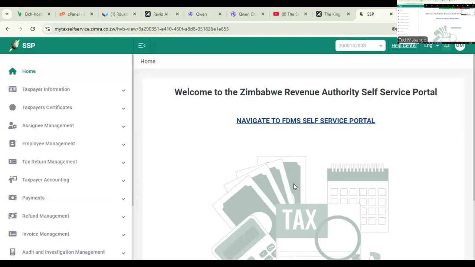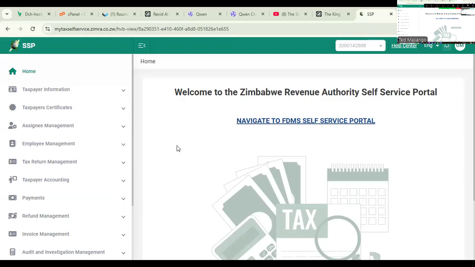Right, welcome to this lecture. Today we want to look at the value-added tax return. Last time we looked at the pay-as-you-earn return. So today we want to look at the value-added tax return.